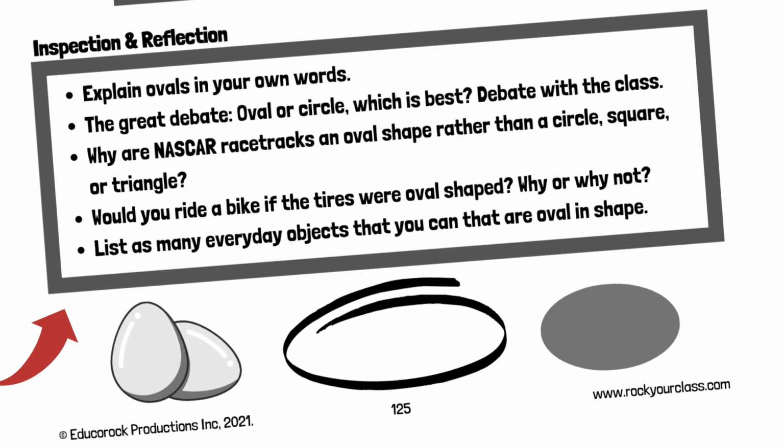Would you ride a bike if the tires were oval shaped? Why or why not? List as many everyday objects that you can that are oval in shape.